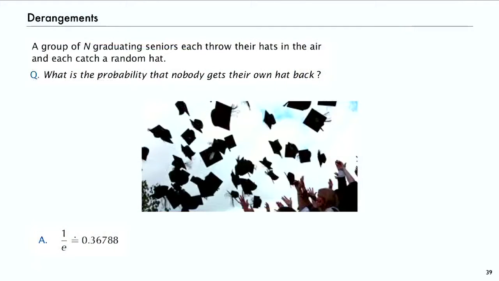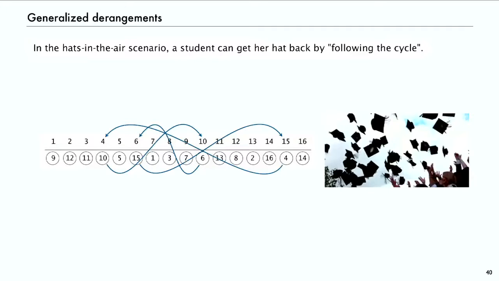Actually, your parents probably want you to get your own hat back, or the rental company does. And so there's the idea of generalized derangements. If you got a random hat, you can always get your own hat back by following the cycle. So student 4 wound up with 10's hat. She can go to 10, and 10 has 6's hat. Then she can go to 6, 6 has 15's hat. Then she can go to 15, and there's her hat. So following the cycle will get your hat back.